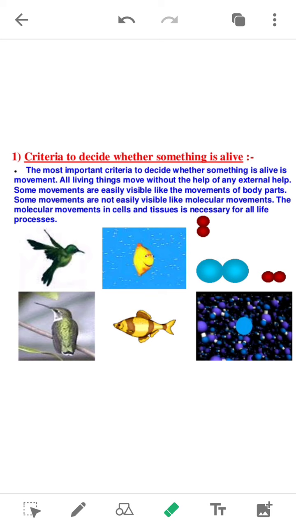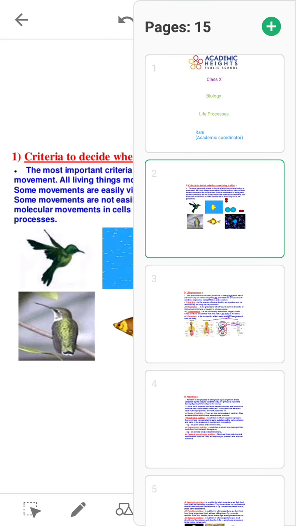Some movements are not easily visible, like molecular movements. Movement of molecules we cannot see with our naked eye. The molecular movements in the cells and tissues are necessary for all life processes.